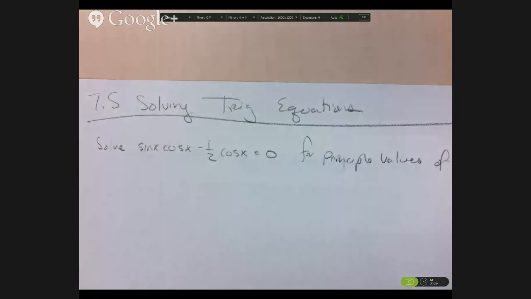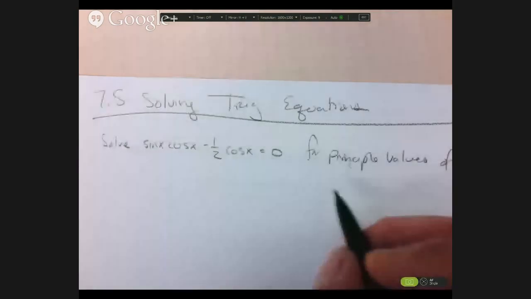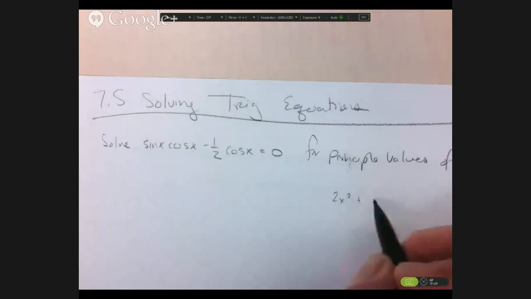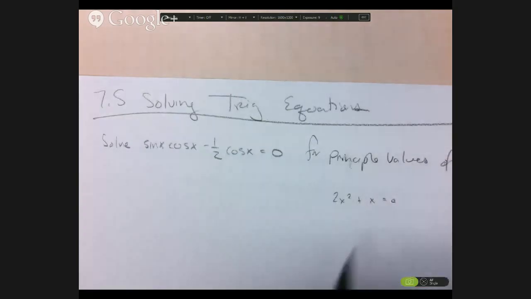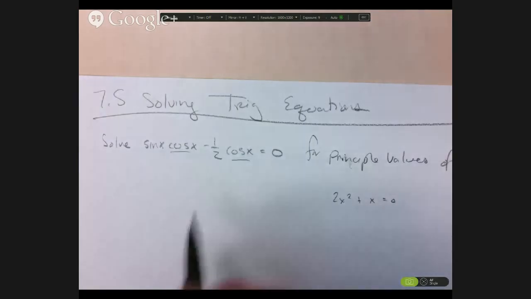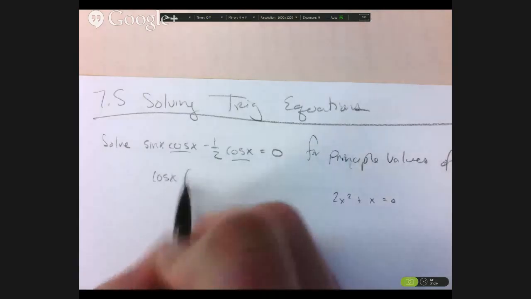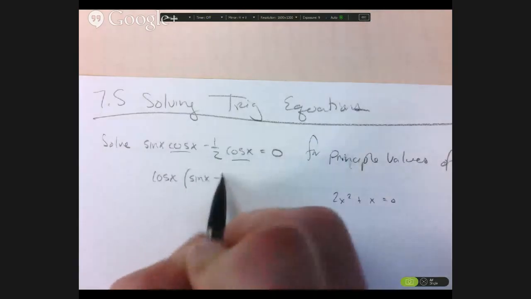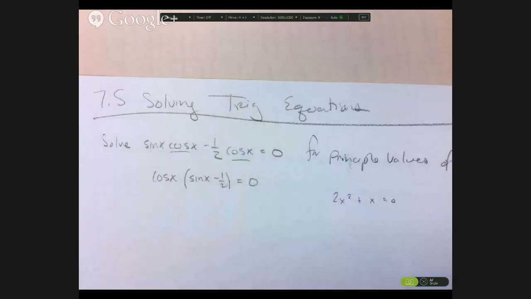So let me give you an example here. If I gave you 2x squared plus x equals 0, you could take an x out of each one, correct? We're going to do the same thing with the cosines. Okay, so we'll have cosine x, sine x minus 1/2 equals 0. We're reversing the distributive property.